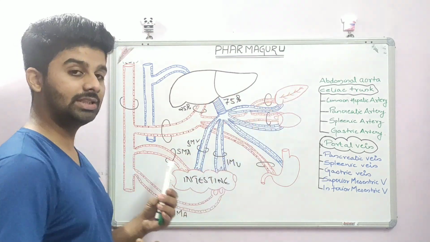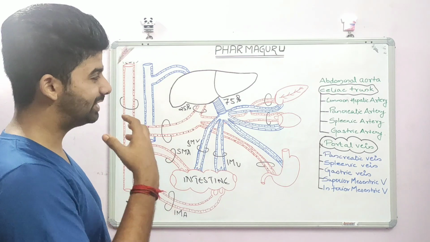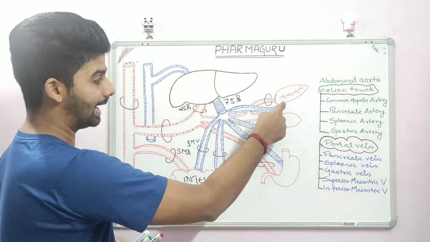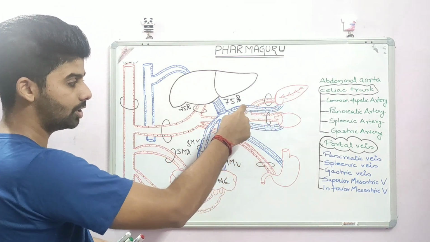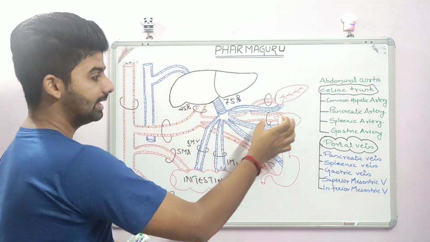The pancreas releases a lot of insulin, a lot of somatostatin, a lot of glucagon. So these vital hormones are carried through the pancreatic vein to the portal system. One. Second one, the spleen.